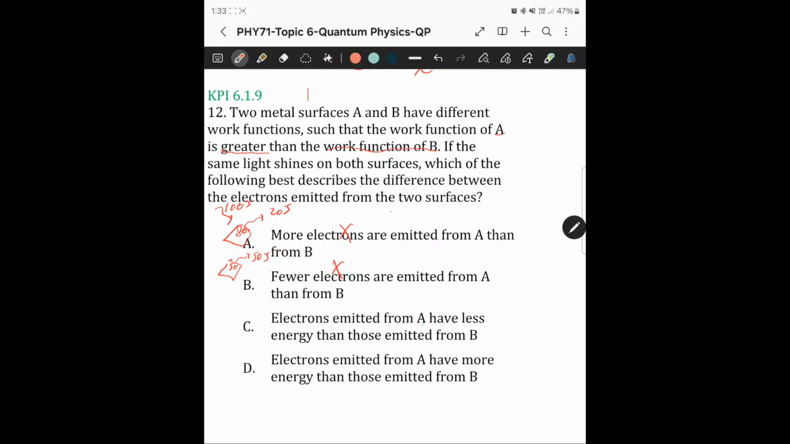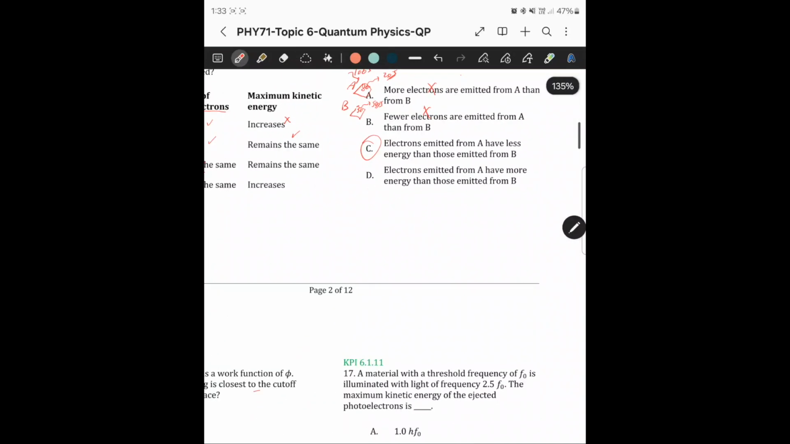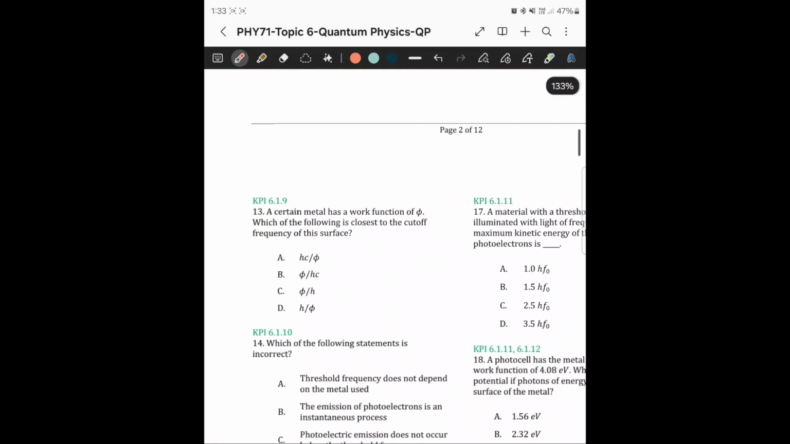Electrons from A have less energy than B. Yes, my made-up scenario, that was only 20. That was 50. This was A, this was B, by the way. That means C is good. It needed more energy to leave, meaning it had less leftover energy afterwards.